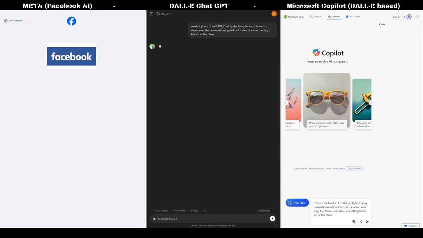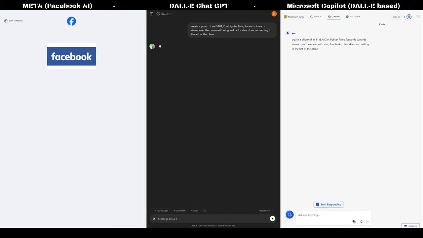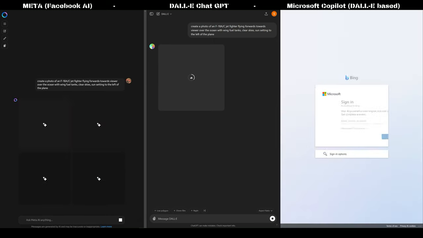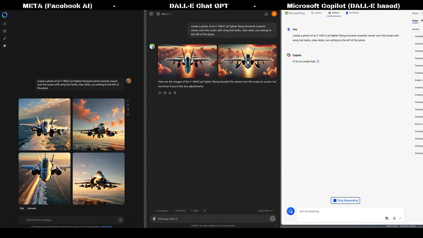Now, if you've got a Microsoft Hotmail account, you can use Copilot for free. Just go to Bing and click on the Copilot icon. Facebook, you can generate right from the search bar within Facebook if you've got a Facebook account. ChatGPT, you will have to pay a monthly subscription to generate images.